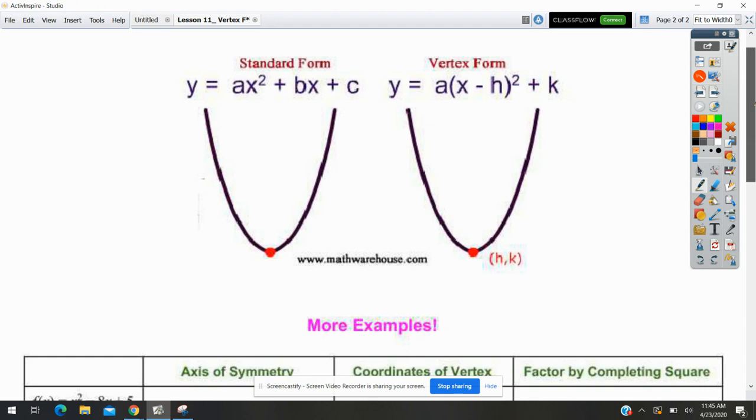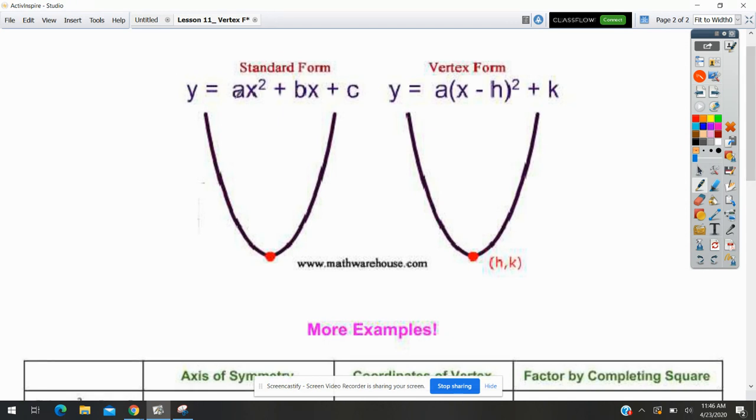Okay. All right. So here we have standard form, which we've been using in factoring to find the solutions. We use the vertex formula, the axis of symmetry formula, x equals negative b over 2a, which is the axis of symmetry. Right? So we've done a bunch of things using standard form.